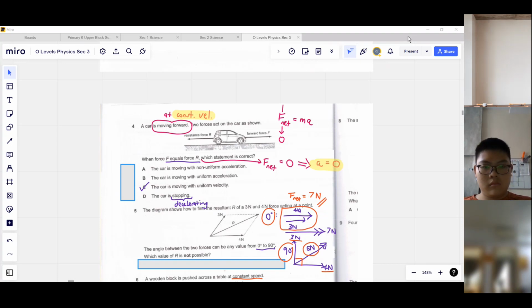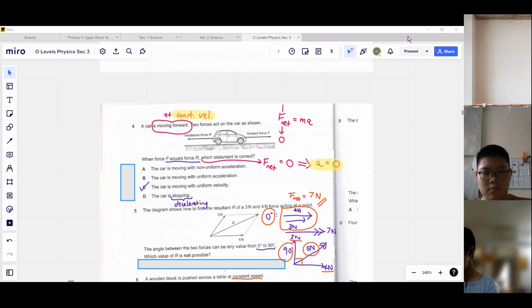No, look at the question carefully. It's moving against a friction force F. So what direction is it moving? Left to right. Okay, so this is the net direction, right? And of course, that means the net force must be in the same direction as well. But what's the net force then? 6 and 6, right? Okay, but what's the F net?